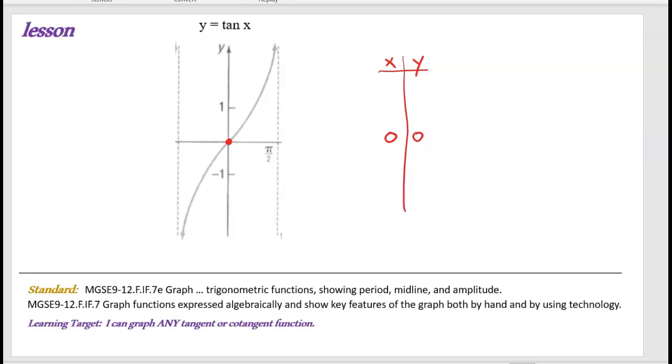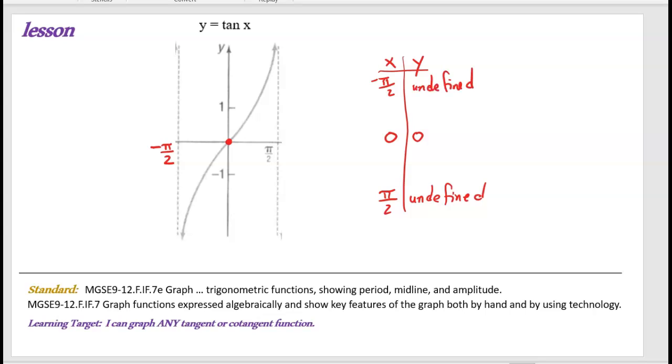But this is important. Between the negative pi over 2, where tangent is undefined, you're going to draw, bloop, vertical asymptote. Tangent at pi over 2, undefined. So let me write that in. Tangent at pi over 2, undefined. We know that from the unit circle. Same with negative pi over 2, undefined.